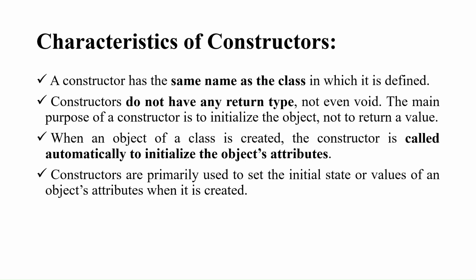The constructor will be automatically called when we are trying to create the object for a class. So what is the main function of the constructor? The constructor is used to set the initial value of the object's attributes. For example, if a class is having two attributes A and B, we can set the initial value for these two attributes by using a constructor.